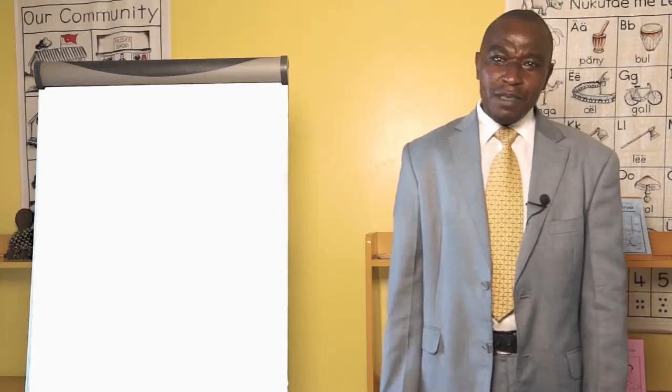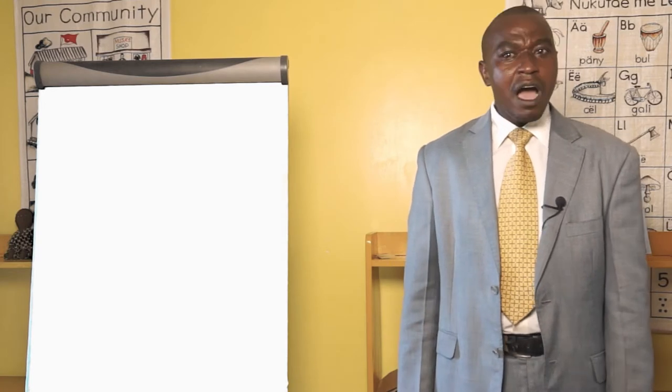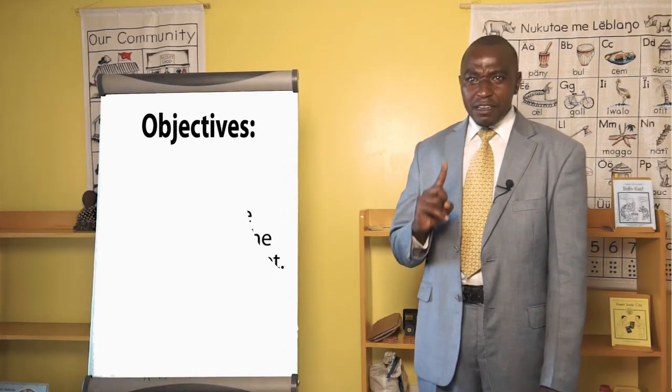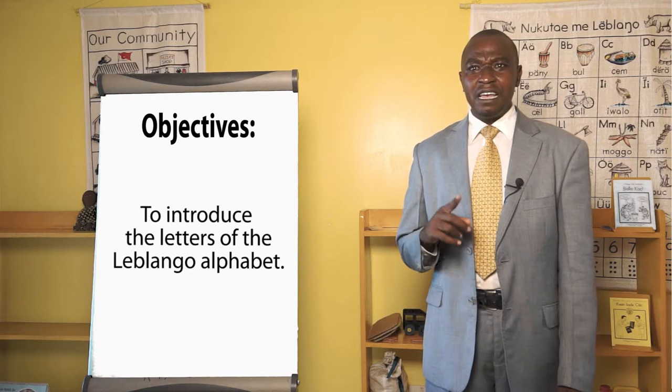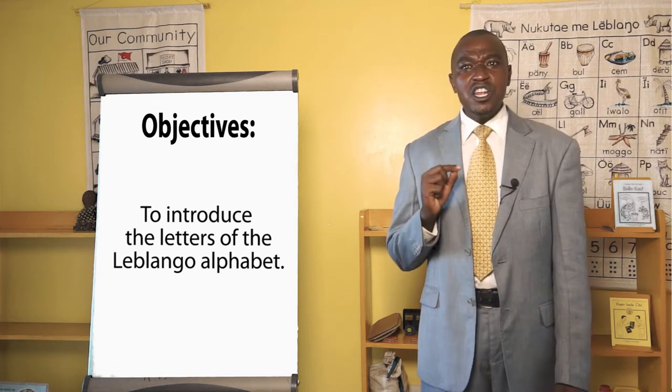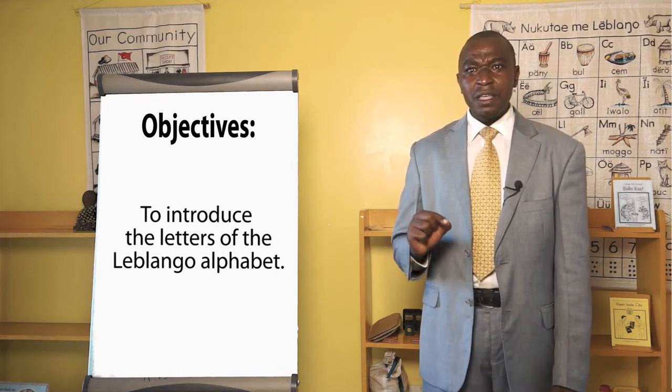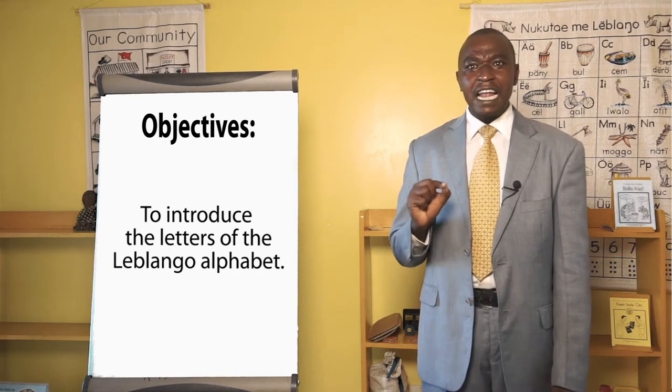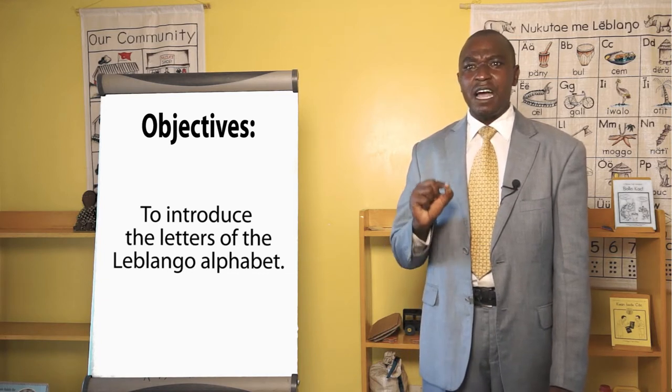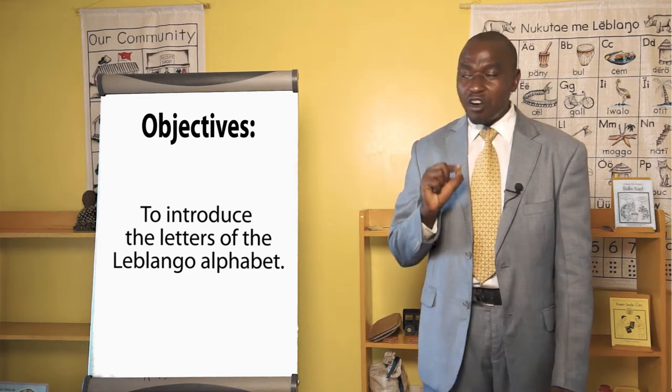The main learning objectives in word building time are to systematically introduce the letters of the Leblanc alphabet so that children know the name of the letter, the sound the letter makes, and how to write both the capital and small form of the letter correctly.